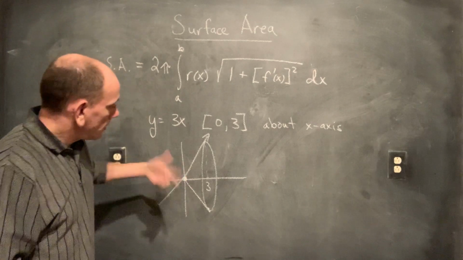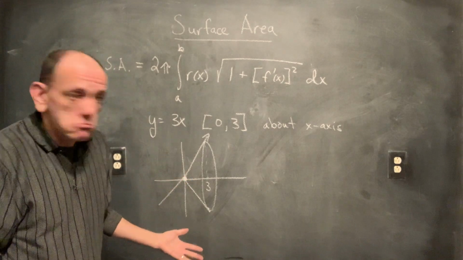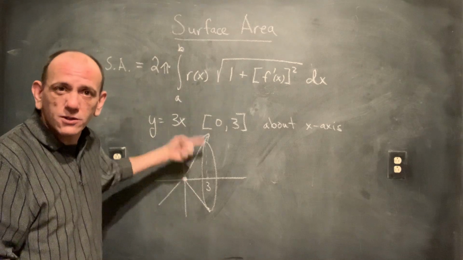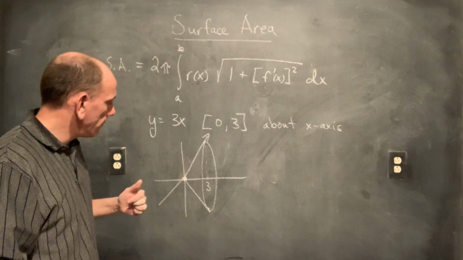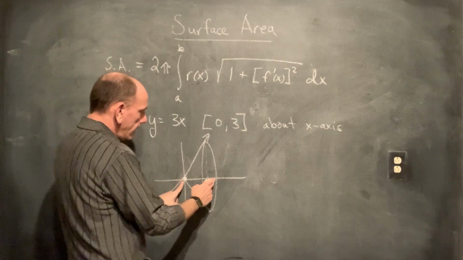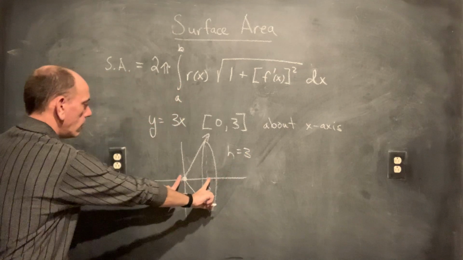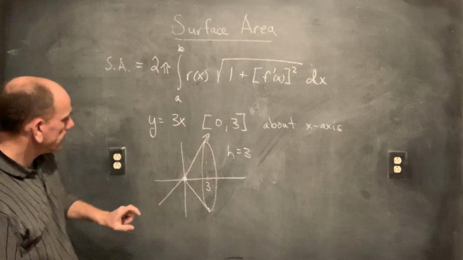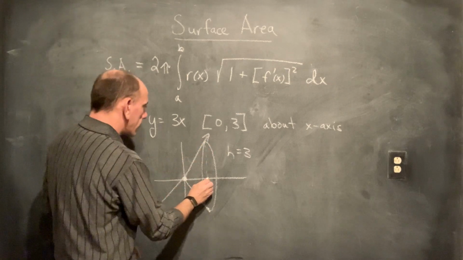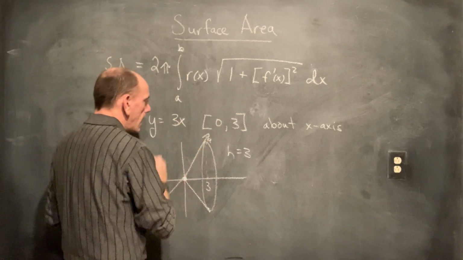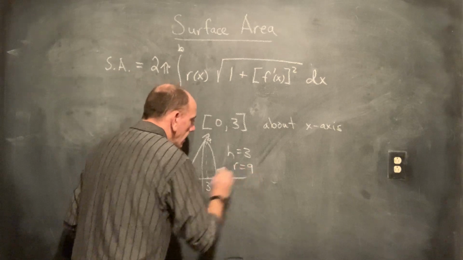Now, if you notice, this is a fairly basic figure, right? It's just a cone. The height of the cone is 3, from 0 to 3. And then the radius, well, let's see, at 3 would be 3 times 3, so this would be 9. So the radius is 9.